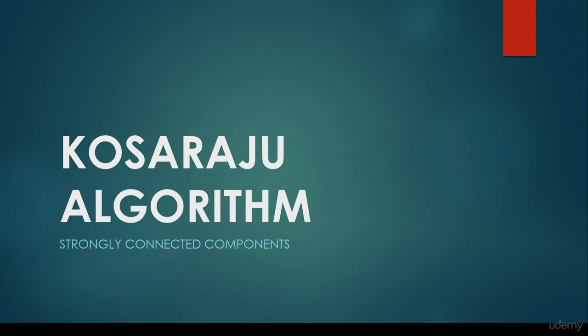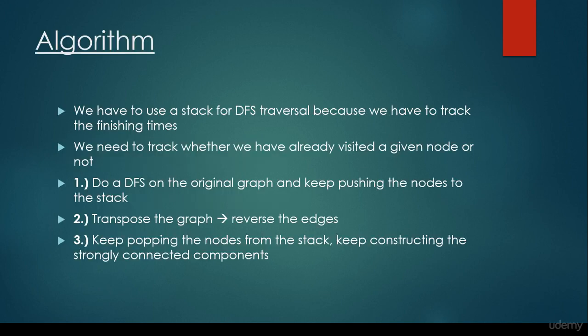So let's get started. Basically we have to use a stack for depth first search traversal because we have to track the finishing times. And we need to track whether we have already visited a given node or not. So first we have to do a depth first search on the original graph and keep pushing the nodes to the stack. Then we have to transpose the graph, which means that we have to reverse the edges. And then we keep popping the nodes from the stack and keep constructing the strongly connected components one by one.